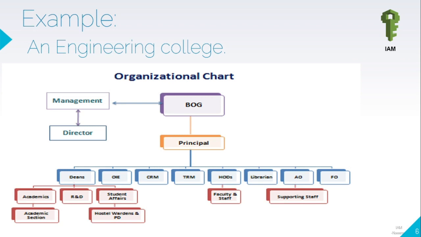Similarly, a professor has specific privileges and access to the resources. For example, attendance, setting the question paper, giving the assignment. So only a professor can do that, or a higher authority to a professor can do that. Similarly, a principal has all the access in the organization.